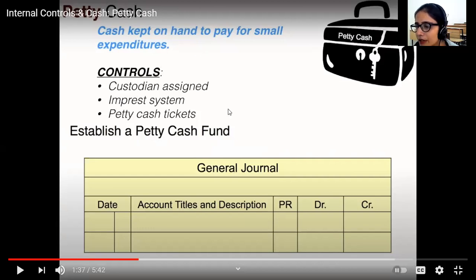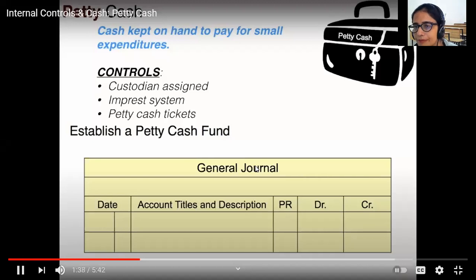From the management only, right? We have some amount that we can pay, suppose for the tickets of the guests, or any small expenditure, like for a bouquet we can purchase. So at the moment we suddenly require some amount, we have the cash with us that we can give them, and we can fill this form, that petty cash fund, right?